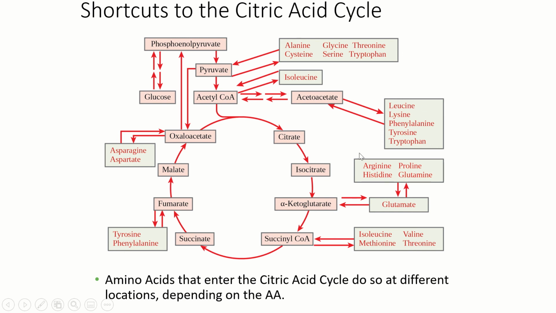So this is an overly complex diagram showing the amino acids that can enter the citric acid cycle at different points of the cycle. And remember, every time we can enter here, we can then do oxidative phosphorylation and make ATP. And so that, my friends, is what you need to know about cellular respiration. So complicated. Oh my gosh.